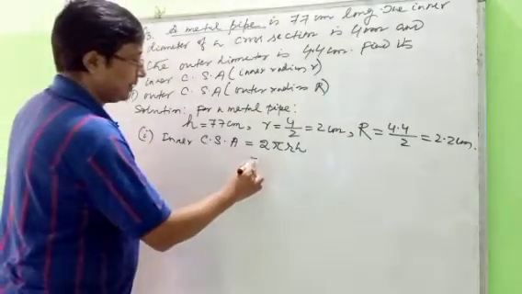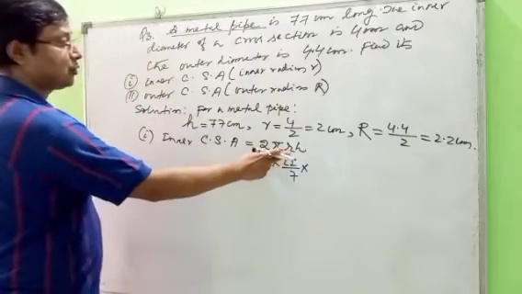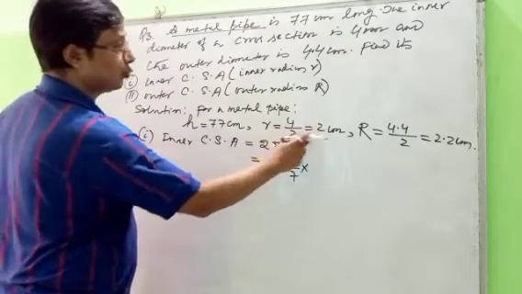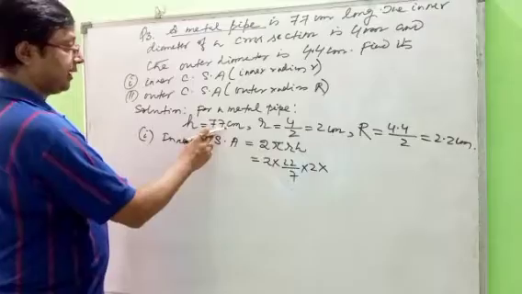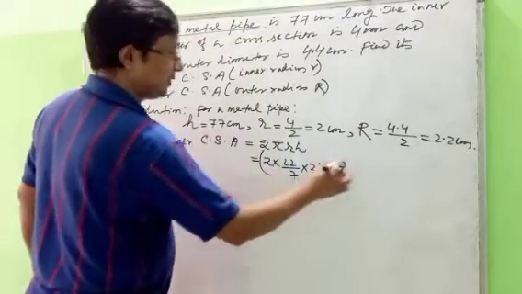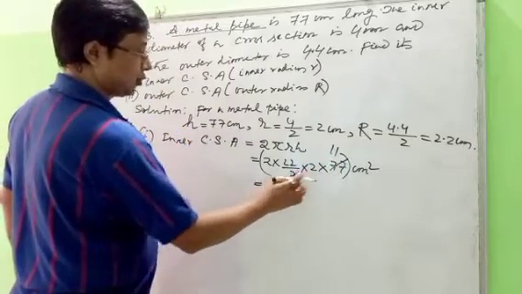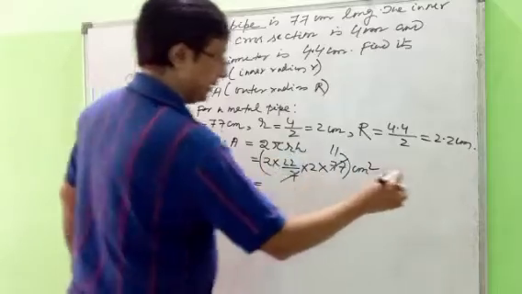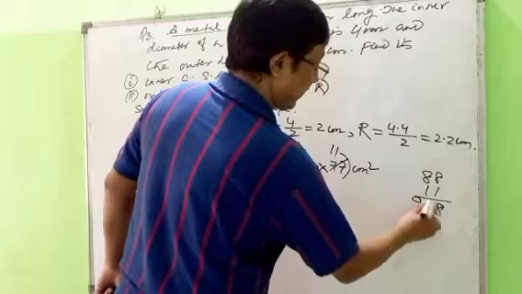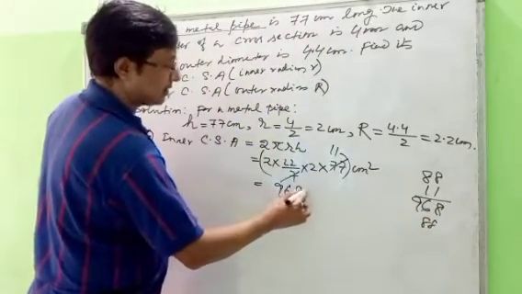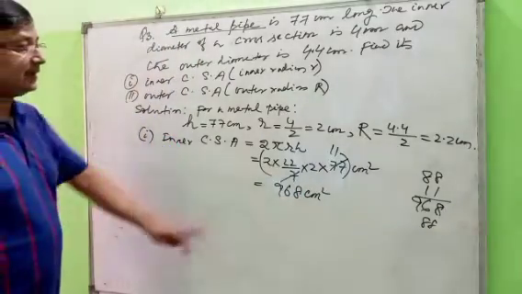So here equals to 2 into 22 by 7 into radius. So it's small r. So here it is given 2. So 2 into h. So here h is 77 centimeter square, because you are finding the area. So it will be 11 equals to. So 2 into 2, 4, 8. So it will be 88 into 11. So it will be 968 centimeters square. 968 centimeter square. This is the inner CSA.